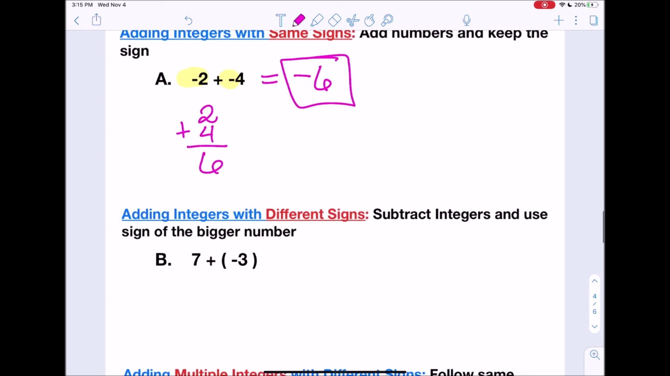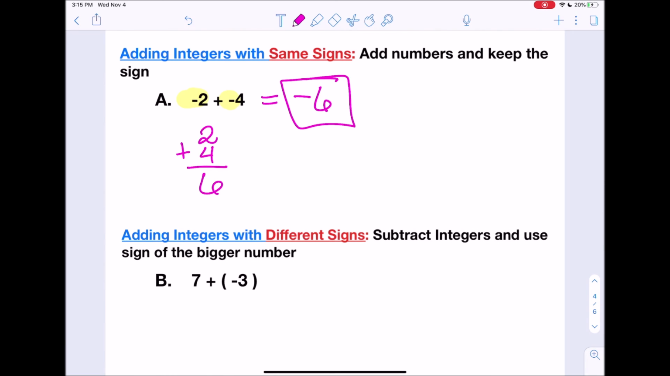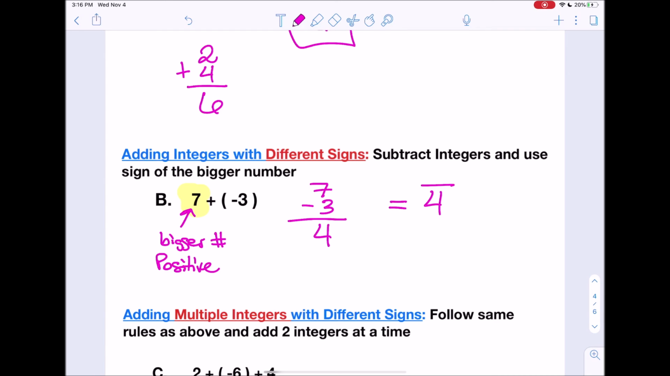Okay. For B, it's adding integers with different signs. Okay, so for same signs, we added the numbers and kept the signs. But now the signs are different, so we can't just add them together because some are positive and some are negative. It doesn't work that way. Remember, one positive and one negative cancel each other out. So in this case, we subtract the integers and use the sign of the bigger number. So first we subtract. 7 minus 3 is 4. Then we use the sign of the bigger number. In this case, 7 is the bigger number, and it's positive. So that means my answer is going to be positive. So we're going to have a positive 4.